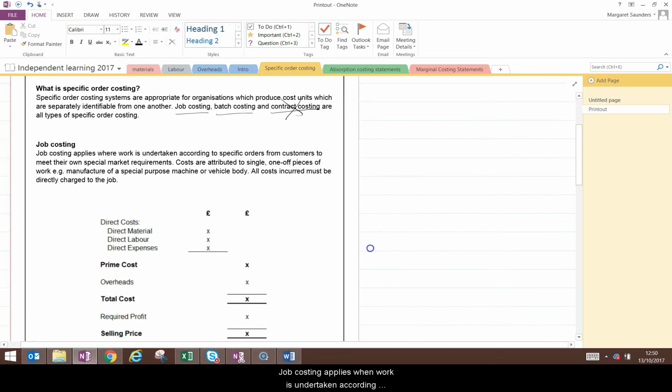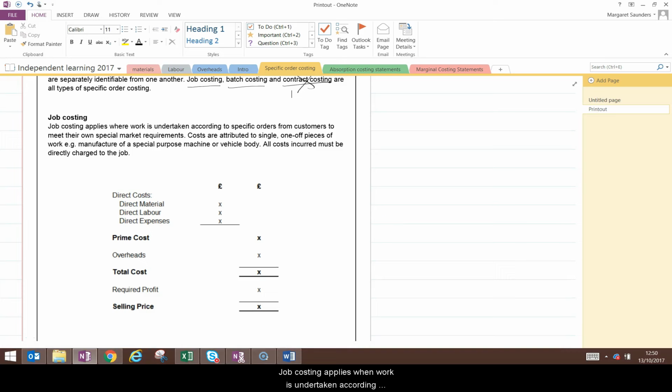So job costing applies when work is undertaken according to specific orders from customers to meet their own special market requirements. So the costs are attributed to single one-off pieces of work. So for example, a special purpose machine or a vehicle body. So they are individual jobs that are undertaken.